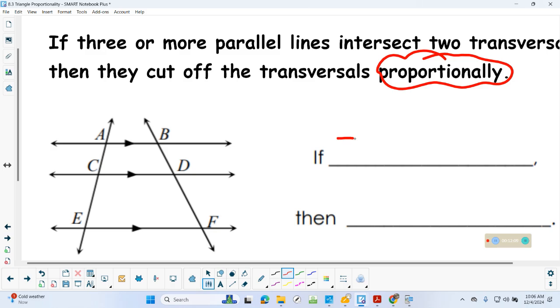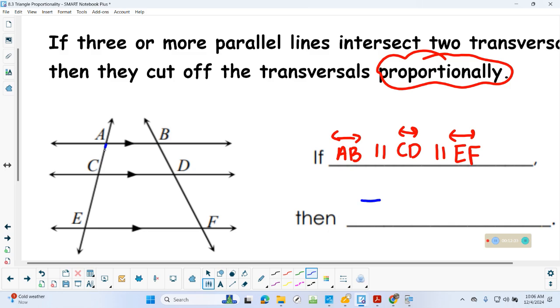So my first parallel line, if AB is parallel to line CD, is parallel to line EF. I was just naming the parallel lines then. Then it says the sides are proportional, so fractions. So I'm going to put a fraction bar in. We're going to do the fractions.